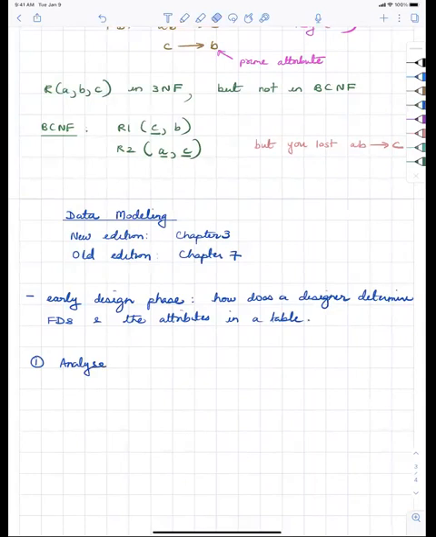Trying to figure out the spelling of analyze. I'm not sure if it's an S or a Z. I think it's a Z. So analyze and evaluate systems.